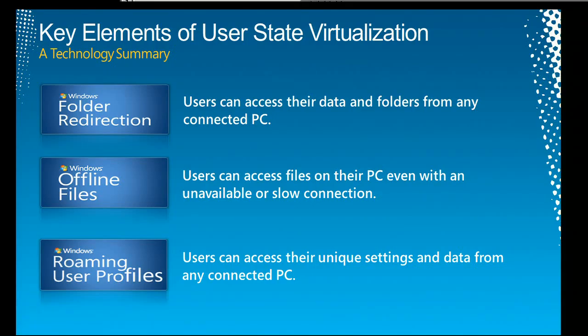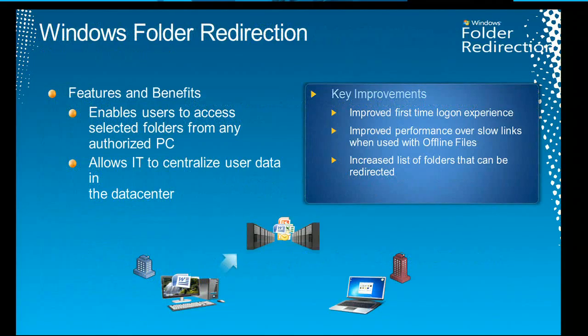It's really made up of three key technologies: folder redirection, very tightly coupled with offline files, and roaming user profiles. So the first one is folder redirection. There's been a lot of improvements and enhancements. This was first introduced a while ago in XP, enhanced in Vista, further enhanced in Windows 7. But basically what we're doing is taking the files when we're on a PC and synchronizing them up to a central location.